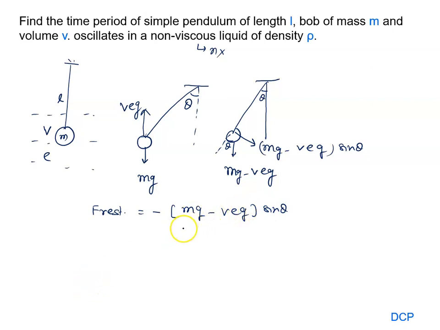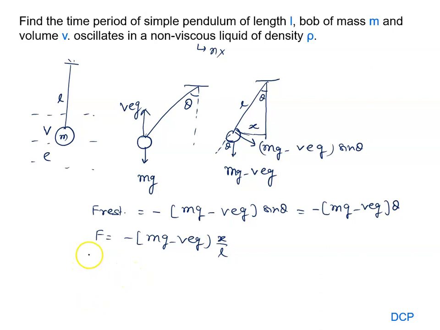We put the value of theta, because when theta is small, sine theta can be taken as theta. In the next step we write it as minus (mg minus V rho g) theta. Theta is the arc upon radius. If I say this arc is x and the length is L, then theta is given by x upon L. I hope it is clear.